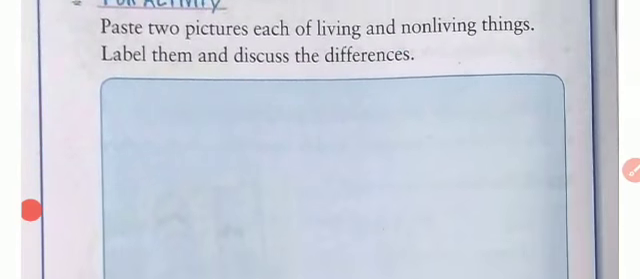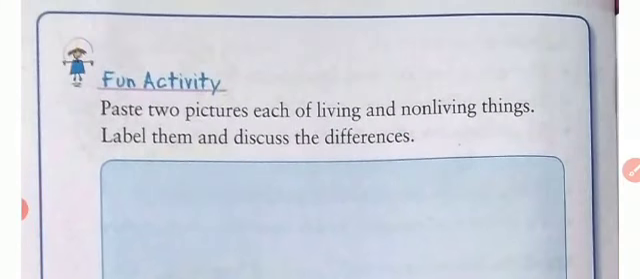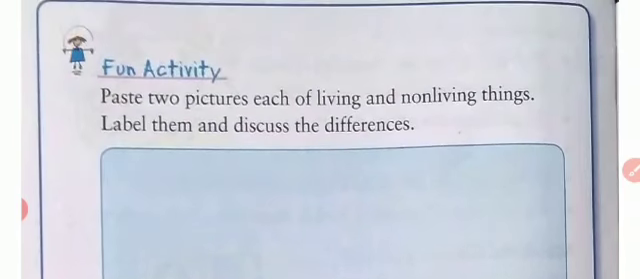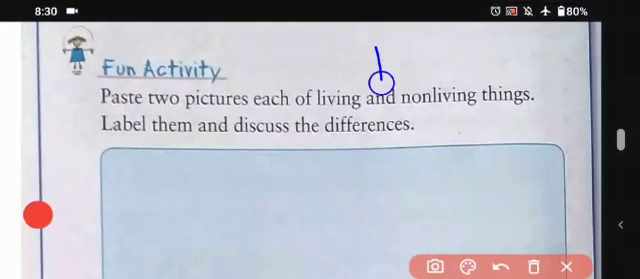Students, there is a fun activity also. Paste 2 pictures each of living and non-living things. Label them and discuss the difference. Here you have to paste the picture in this box of one living thing and one non-living thing, and also discuss the difference between them. Okay, students? And this is your homework. Do it in your book.